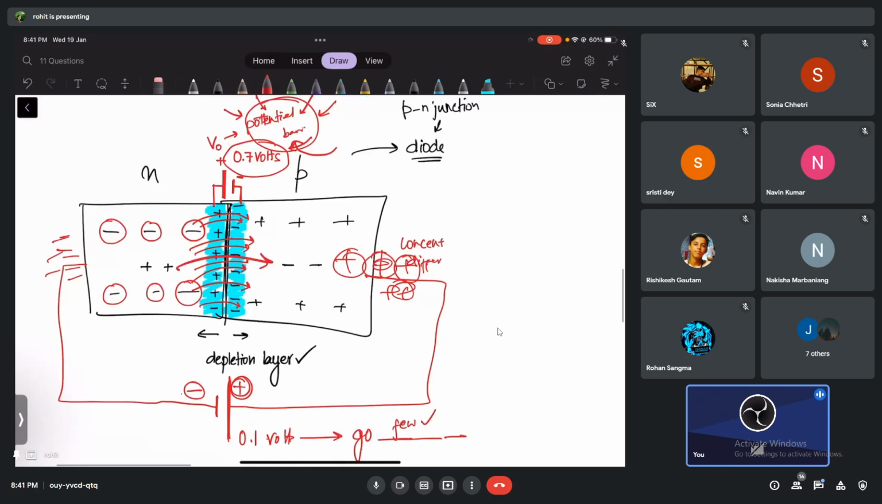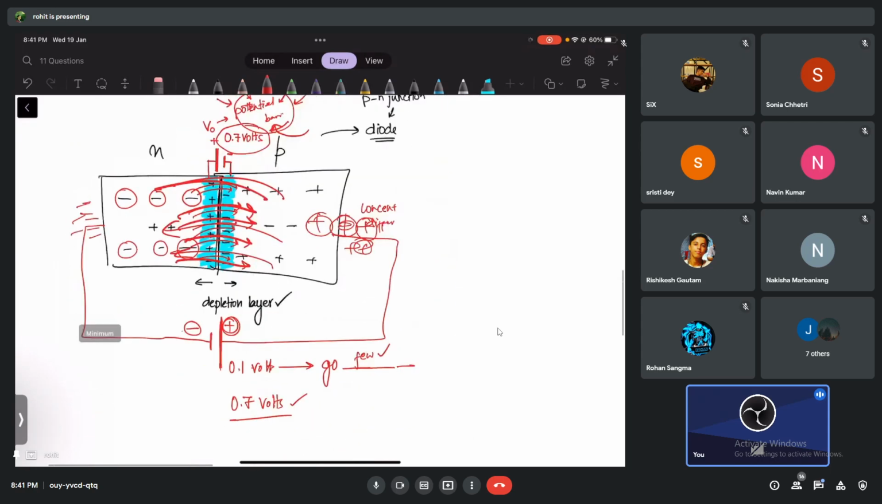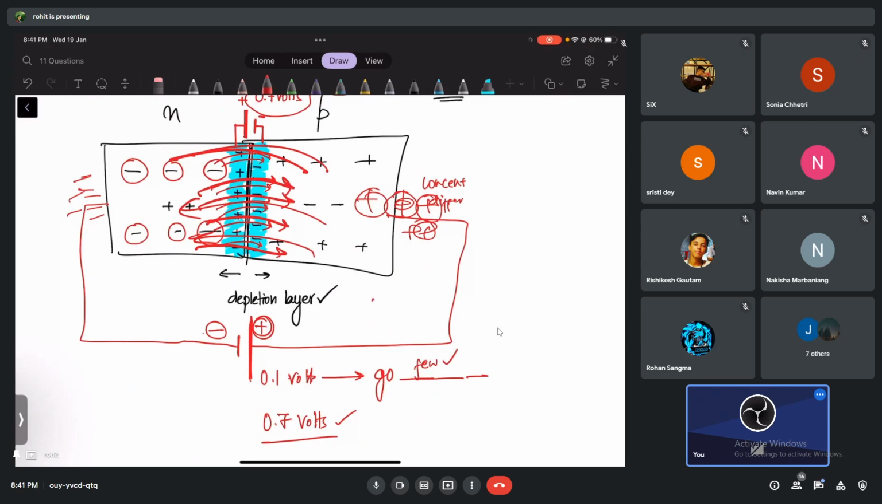Now the process of transfer of charge from both sides, the holes and the electrons, will be very easy. Now you tell me, are we going to get current or no current? Now we start getting a very large current.